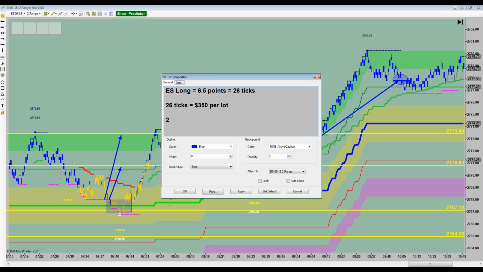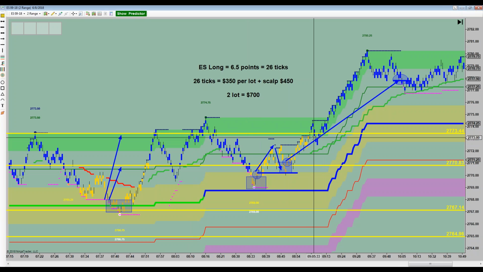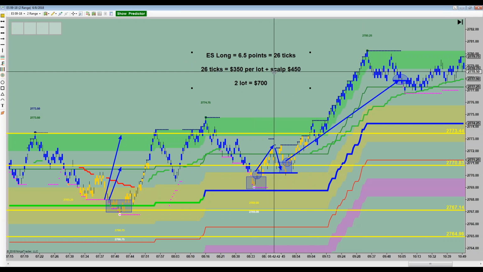So with two contracts on that, you would have made $700 roughly, depending on your actual fill, less commission. I mean, how many of you would be happy with one trade that made 350 or 700? Right? If you did the scalp at 8, that would be another 100. So plus the scalp, it would be 450. So that's in between the two, right? Because you got the 100 on the 8 tick pop plus the 26 tick runner.